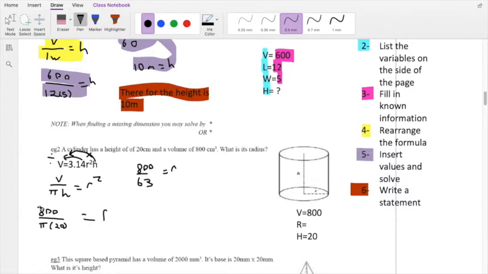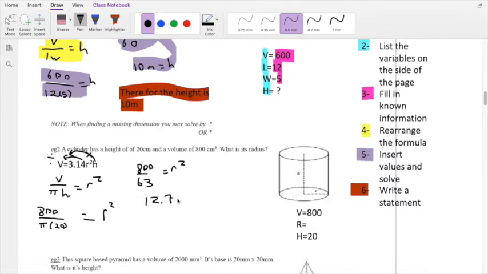Now, if you want to do that all in one step, type in 800 divided by bracket pi times 20, close bracket. Okay? But if you don't want to, that's perfectly fine. You get the same answer pretty much. 800 divided by 63 equals, that's a square. I almost forgot that. Equals 12.7.